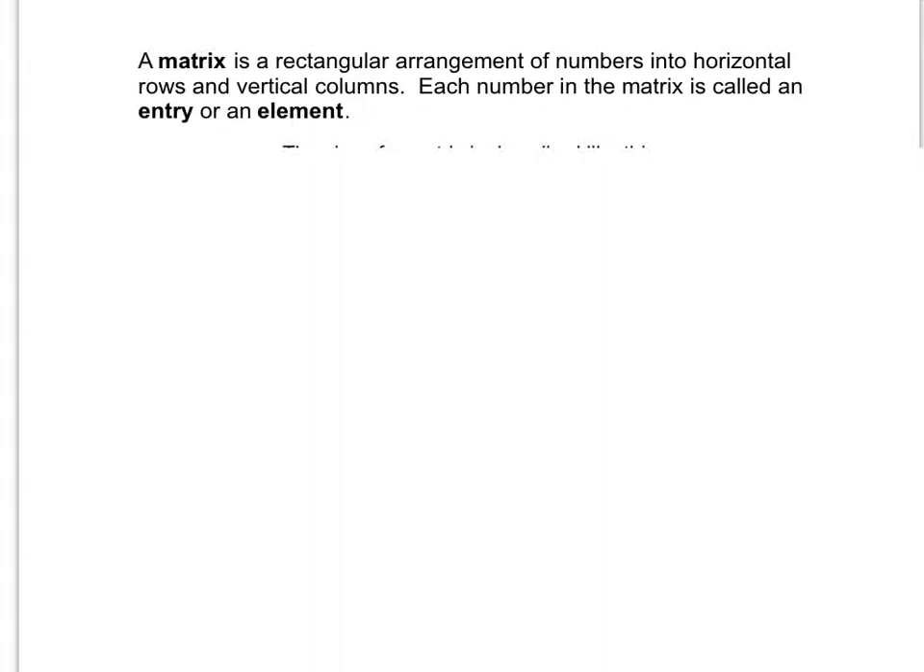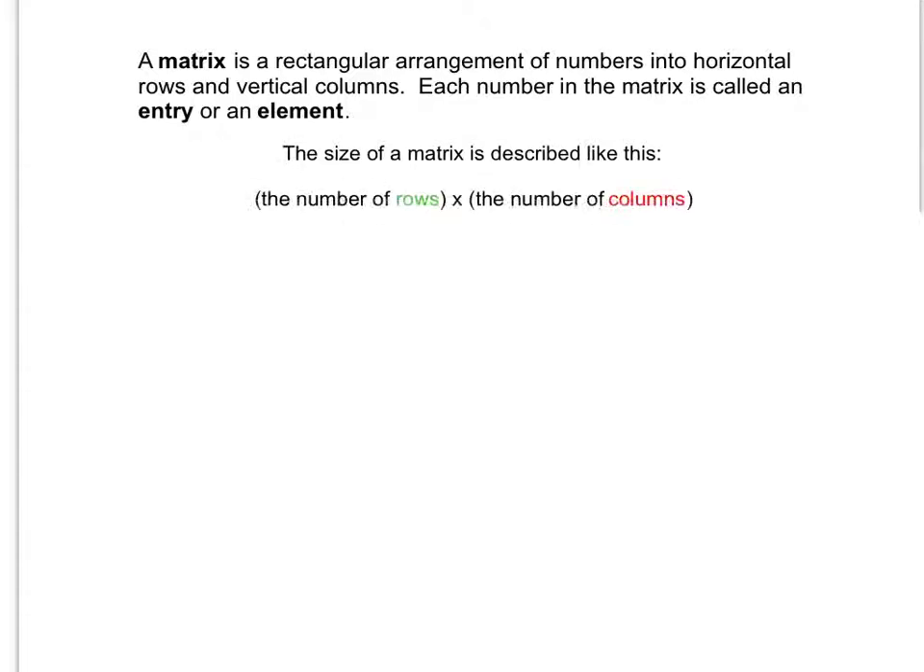The first thing you need to know is what a matrix even is, okay? It's not like the movie The Matrix. That was just a little joke, so let's talk about what a matrix means mathematically. A matrix is a rectangular arrangement of numbers into horizontal rows and vertical columns, and each number in the matrix is called an entry or an element.